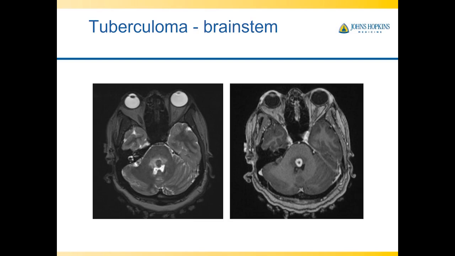Rim enhancing tuberculomas can occur with peripheral enhancement, surrounding edema and central T2 hypointense signal. Spectroscopy has often been performed with tuberculomas that show a high lipid peak, and that's due to the lipid in the mycobacterial walls as well.